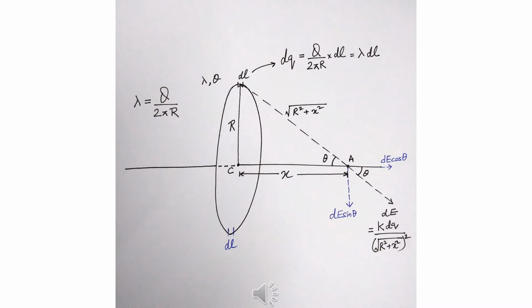dl is an element having dq charge. dl is basically the elemental length. dq is the elemental charge. dE is the elemental electric field at A due to the elemental charge dq.